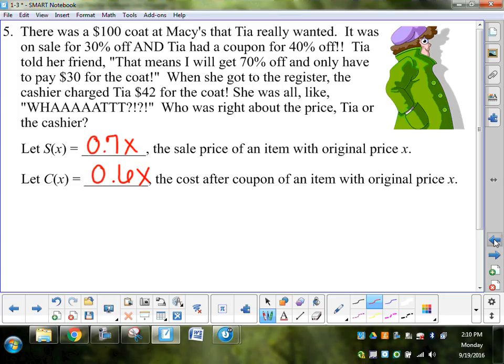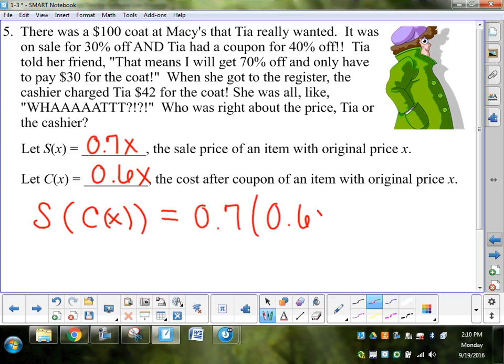When you do it, the way the commercial says it, it'll be like 70% off and take an additional percent off. That means the first one they mention in the commercial is the one they do first. In this case, you always take the sale first, so it would be S, then the coupon of X. So I plug the coupon into the sale function. It would be 0.7 times 0.6X. I took one and plugged it in for the other.